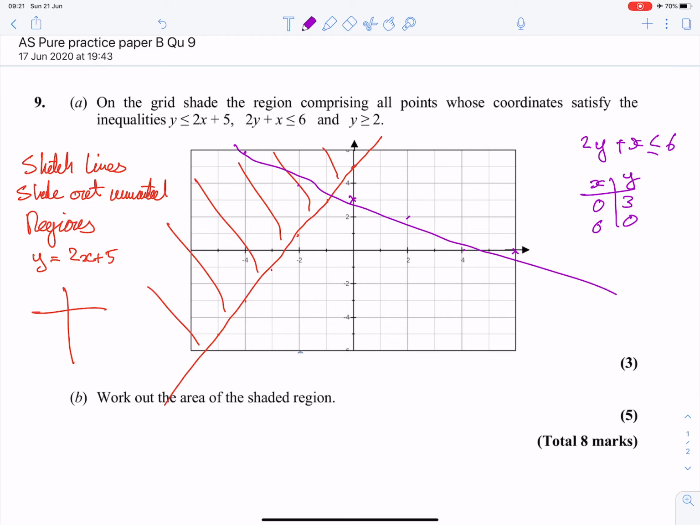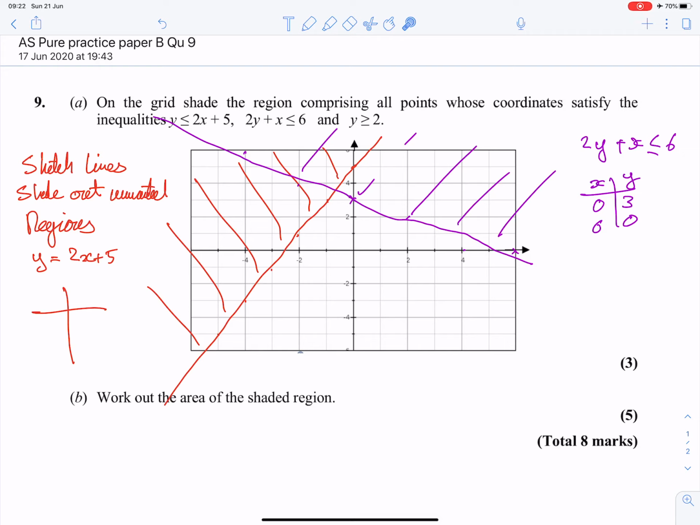Again, better if you use a ruler. That's not great, but you can see where the point should be. Perhaps I'll just try that again. Okay, that's not much better, but anyway, there we go. So we want this time 2y plus x to be less than or equal to 6. So we want the lower value so we can shade out the bit above the line. Yeah, we want this region, so we shade out the bit above.